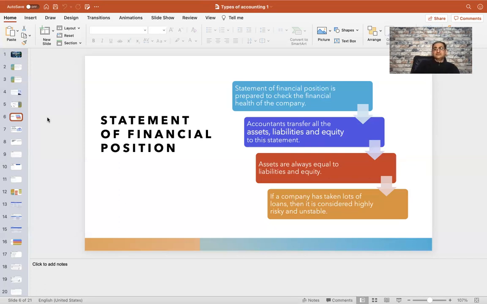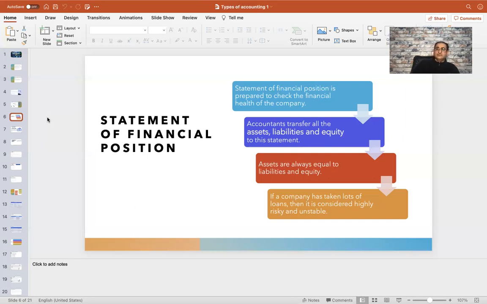And the funds which are generated are used to purchase the assets. So liabilities and equity are the sources of funds which are used to purchase assets. These are the resources. So that is why both the sides are equal.